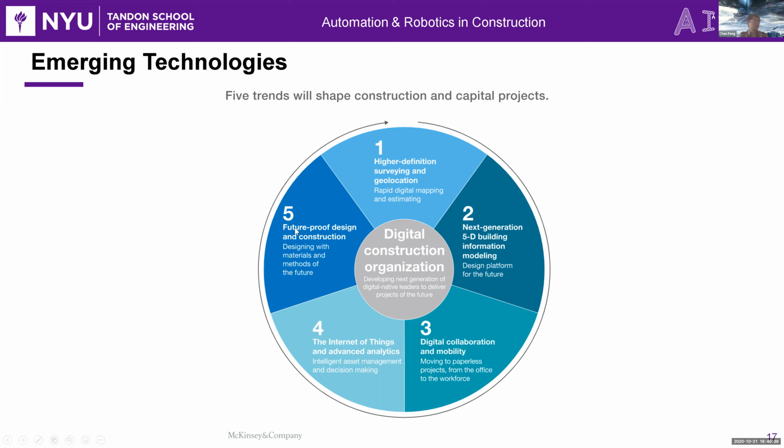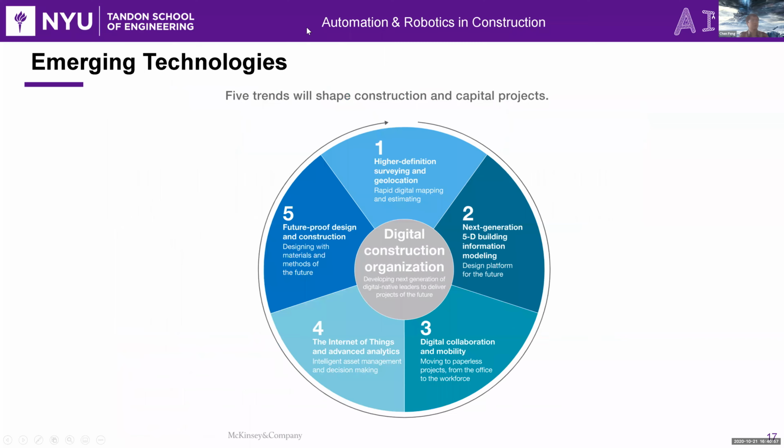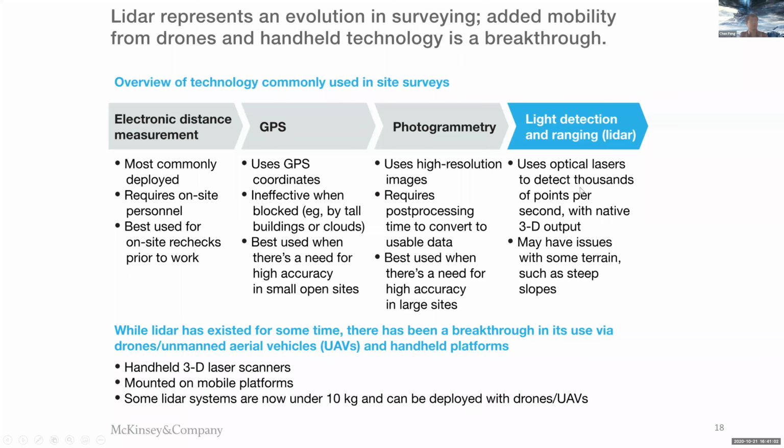In the end, there's this future-proof design and construction. We will give you more concrete examples of those emerging technologies and help to explain. Hopefully, you can see how they are benefiting the industry. This one is to show the first one, the high definition surveying and mapping technologies. We see GPS, we see photogrammetry, we see LiDAR. You will see 2 quite interesting videos in LiDAR and photogrammetry.